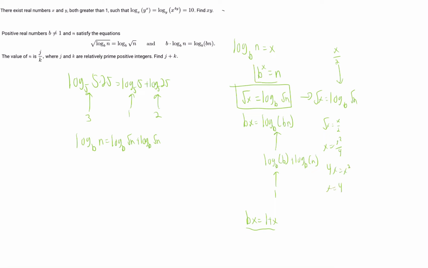What does this mean? Plug it back in. b to the power of 4 is n. And so since x is 4, we know that 4b is equal to 1 plus 4. b is 5/4. So then n is 5/4 to the power of 4, which is 625 over 256. Okay, so it's asking for the value of j plus k, and we can check very quickly that these numbers are relatively prime, so then the answer is 881.